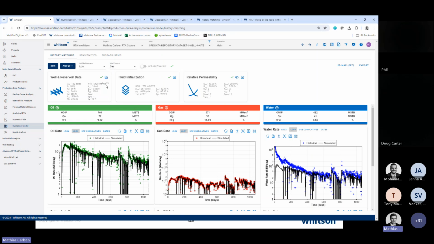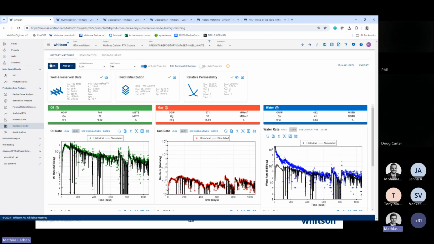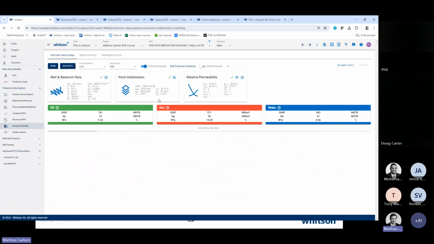Perfect. So for this guy, I know you have a little bit different numbers, but if you would like to add a forecast here, we just go to include forecast, edit forecast schedule, and then in the forecast schedule, you can just make this number 10,000 days. If you want to, you can reset the zoom just to see how it looks. Click save, and then you can run it again, and you'll get that forecast for you.